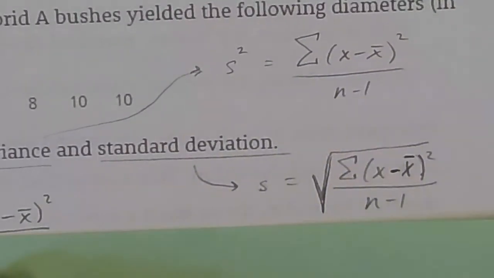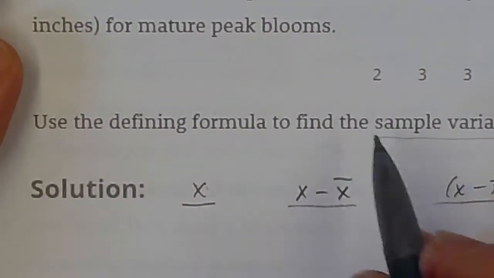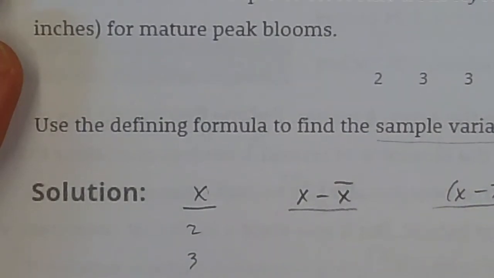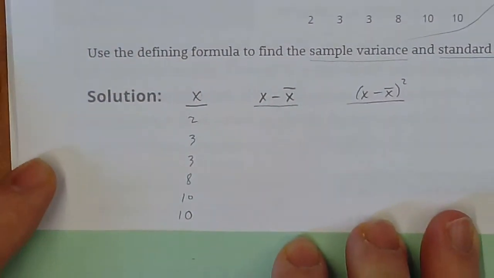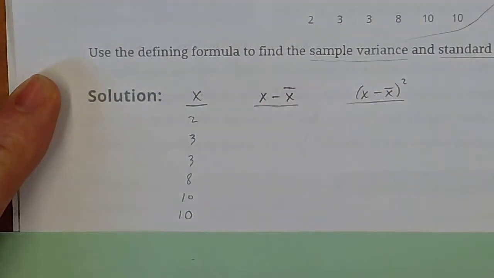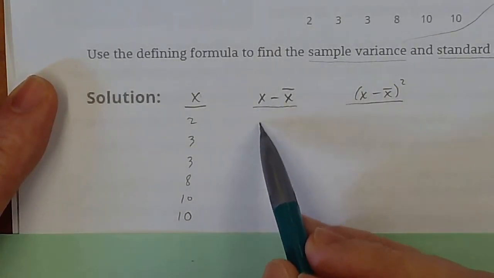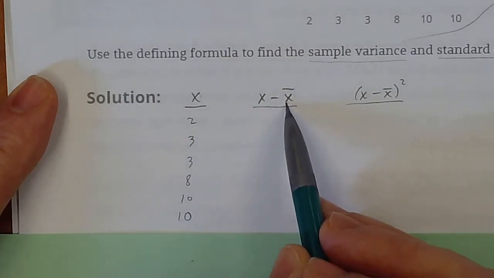All right, so what I want you to do first is let's list our data values over here. So I've got 2 inches, 3 inches, 3 inches. These are the blossoms, right? 8, 10, and 10. So list each individual X value. Okay. All right, now this means that this column right here is the deviations. What's the X value? What's the distance from this X value to the mean? Well, we need to go calculate the mean then.